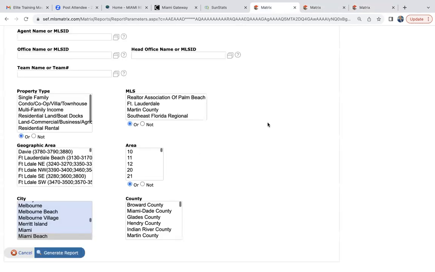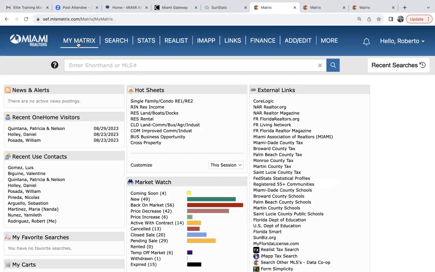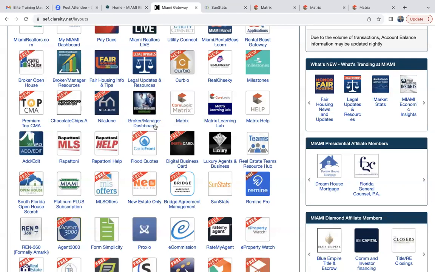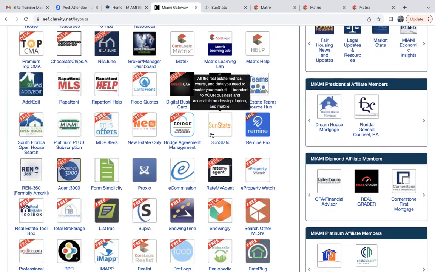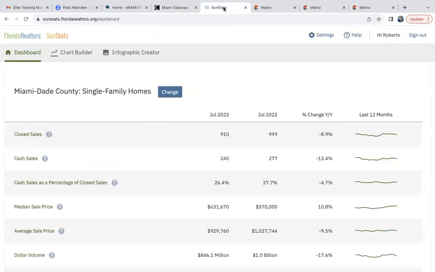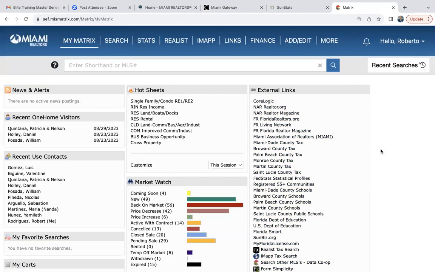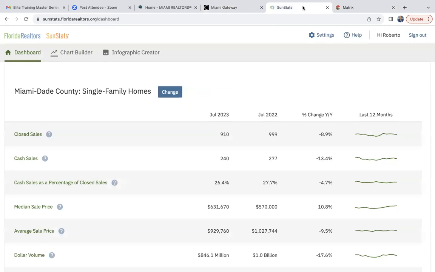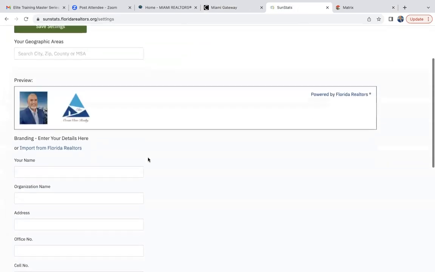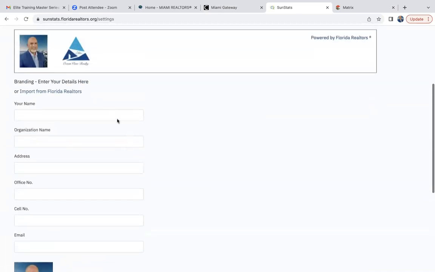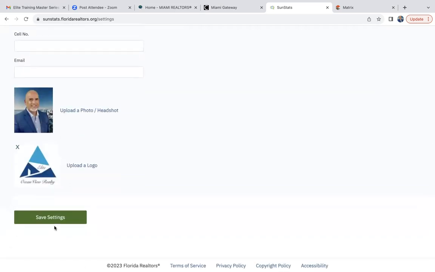So I want to take you to a fun little program called SunStats, and that's inside of the Miami Gateway. As members of the association, we all have access to SunStats, and it's located right here. We're going to click on SunStats, and that's going to open up the SunStats program. Once inside of SunStats, you want to go to your settings, and make sure that you upload your photo, your logo, and some contact information. And you're going to click on Save Settings.